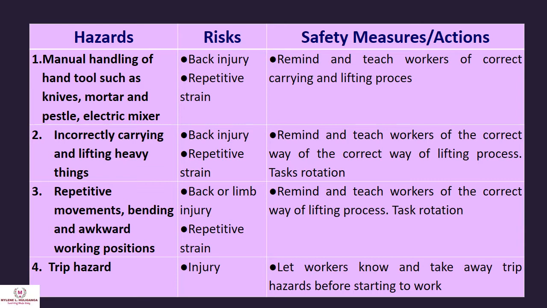Number 3, repetitive movements, bending, and awkward working position, which can cause back or limb injury and repetitive strain. Remind and teach workers the correct way of lifting process and task rotations. And number 4, trip hazards, which can cause injury. Let the workers know and take away trip hazards before starting to work.